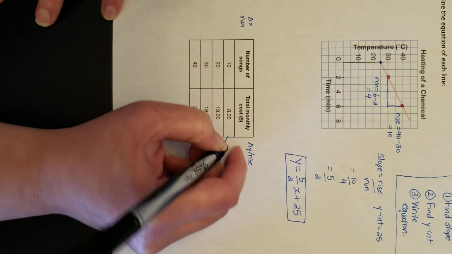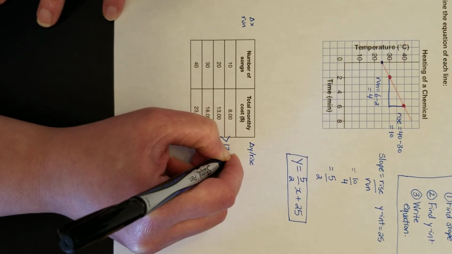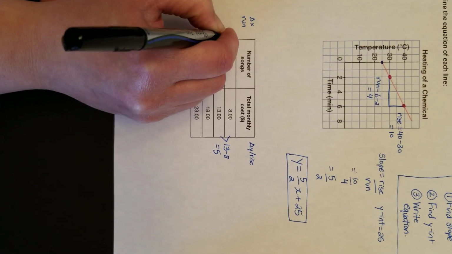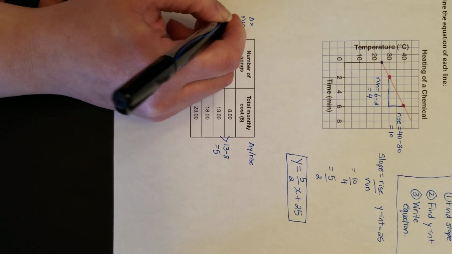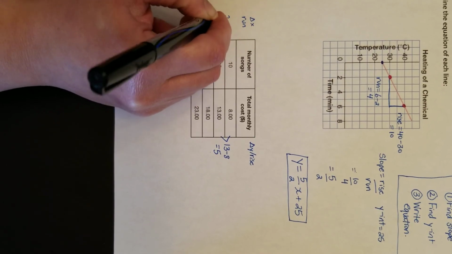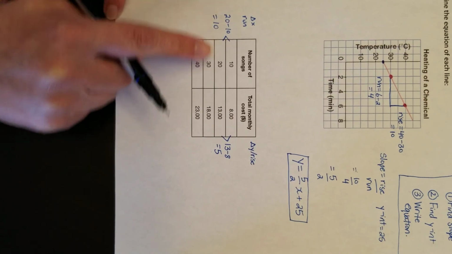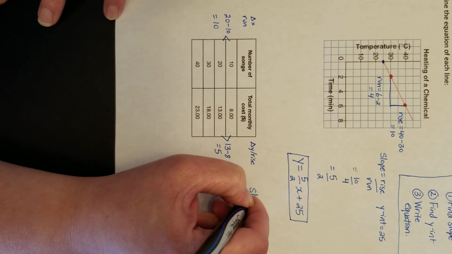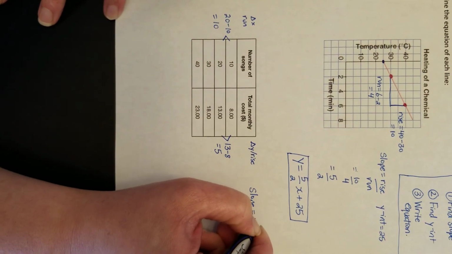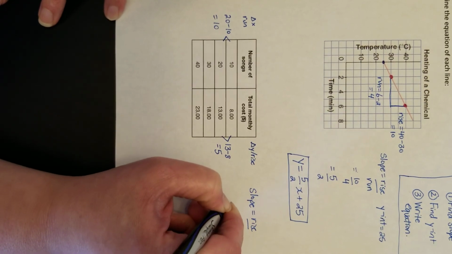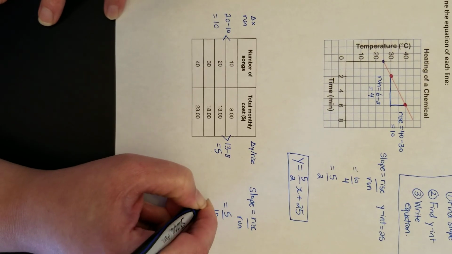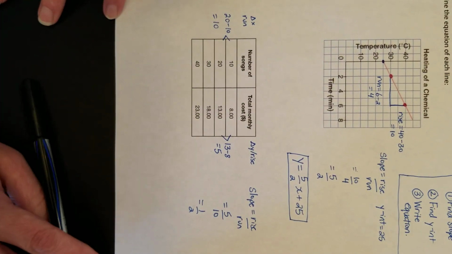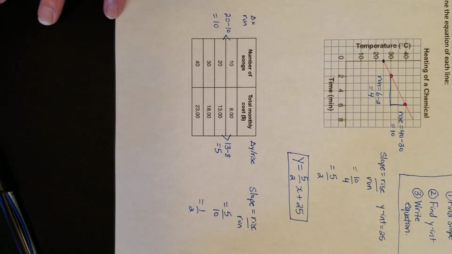I will use these two points, and I'll say that my rise here is 13 minus 8, which is 5. My run is 20 minus 10, which is 10. Remember, always the lower one minus the one above. So I have a rise of 5 and a run of 10. I'll write out slope equals rise over run, which is 5 over 10, and reduce to lowest terms is 1/2.